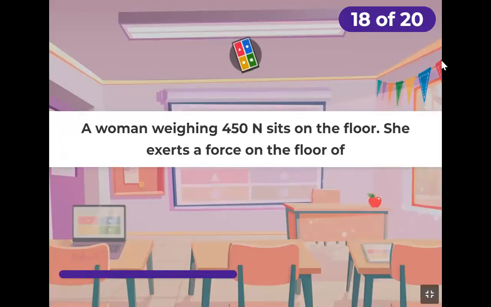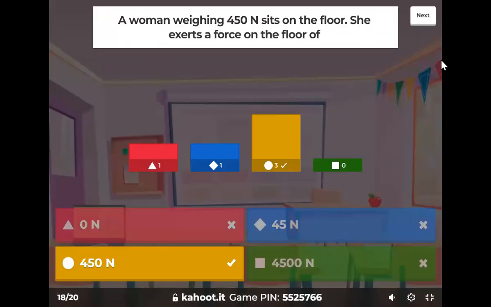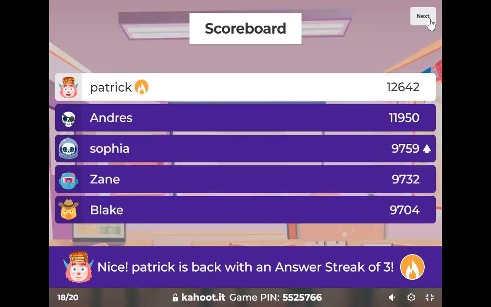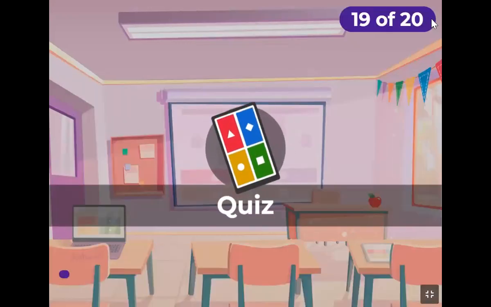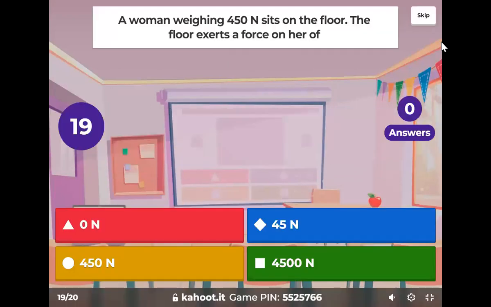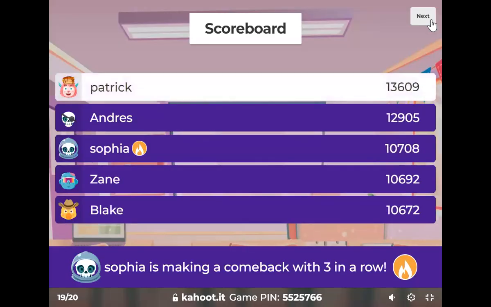If you weigh 450 newtons, sit on the floor, you exert a force on the floor of... because it's not accelerating. Yeah, 450 newtons. As long as you're not like in an elevator accelerating, right? Just at rest. All right. Weigh 450 newtons, sit on the floor. The floor exerts a force back on her of also 450 newtons. So that'd be like the normal force there, right? Okay. So normal force, normal force.